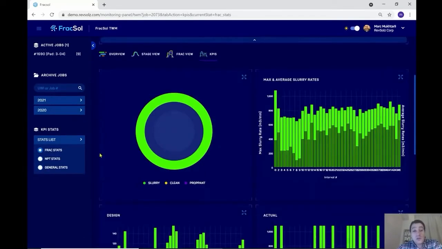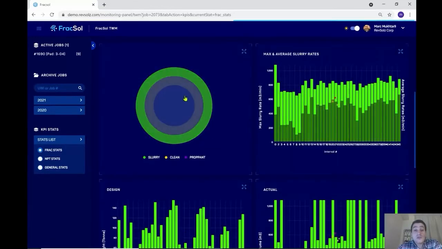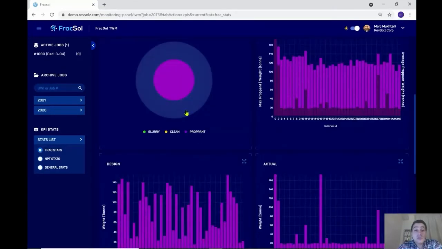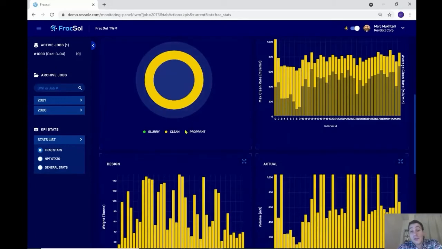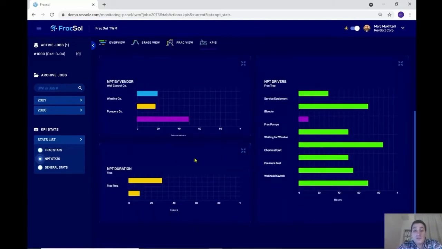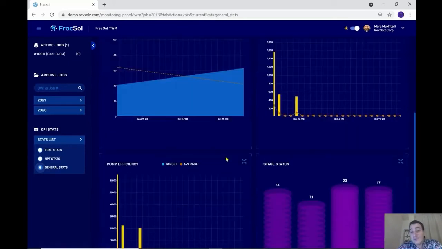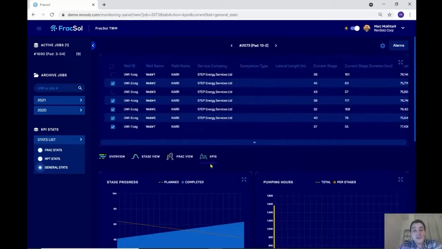KPIs are more of a capturing of your non-productive times and general stats for the slurries, cleans, and proppant for the actuals versus designs. All you have to do is click from one ring to another ring, and it's going to populate right in the charts and graphics. Non-productive times, similarly, are going to be captured, and lastly there are the general stats, where you're going to see your pump efficiencies and stage statuses.